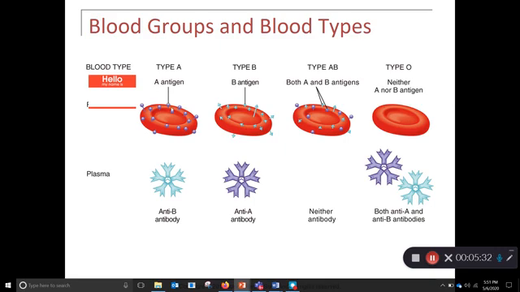If you have A antigens, you can develop anti-B antibodies. You're kind of seeing a pattern here. If you have B antigen, you can develop anti-A antibodies. If you have neither A nor B, you can develop both anti-A and anti-B antibodies.